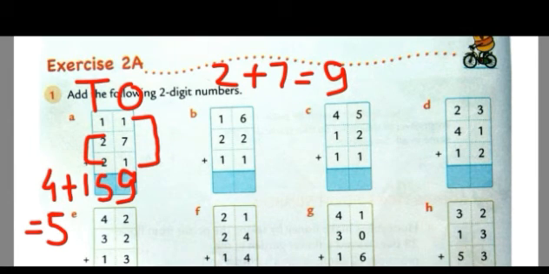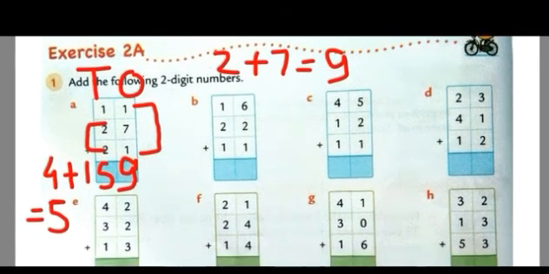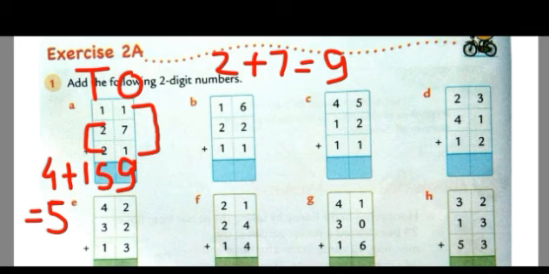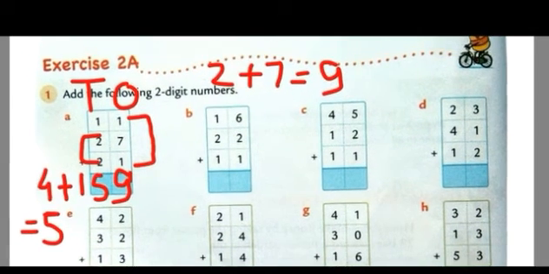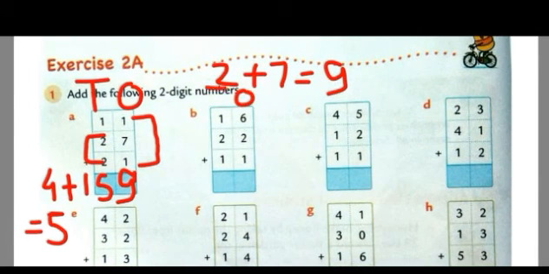This is the way we need to do these sums. Now we move on to the next question. 16 plus 22 plus 11. So start from the ones. Is there any double? No. So we will add on our fingers. 6 plus 2 plus 1. How much? Yes, 9.